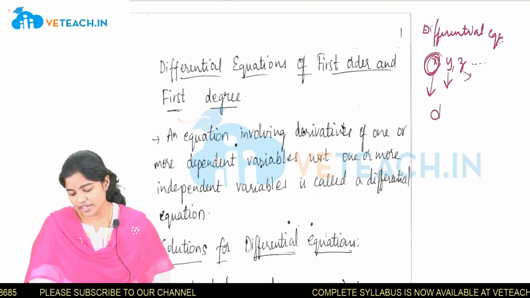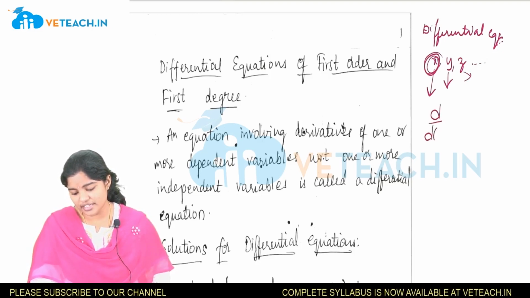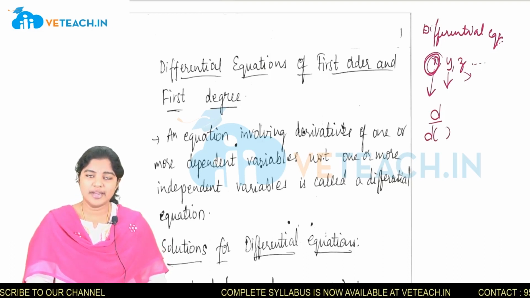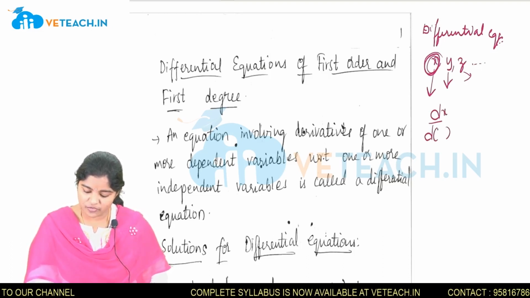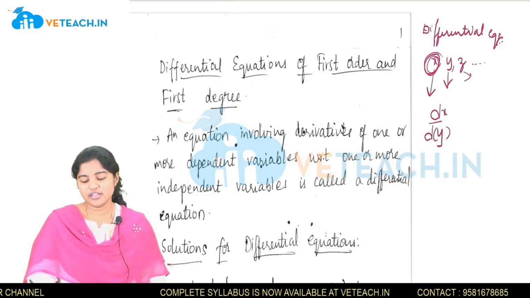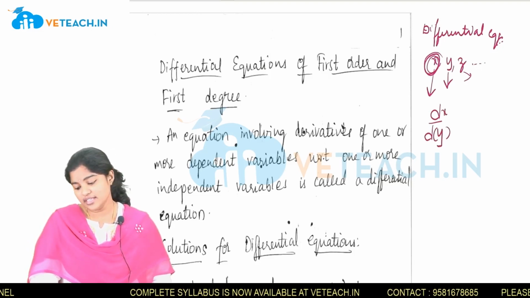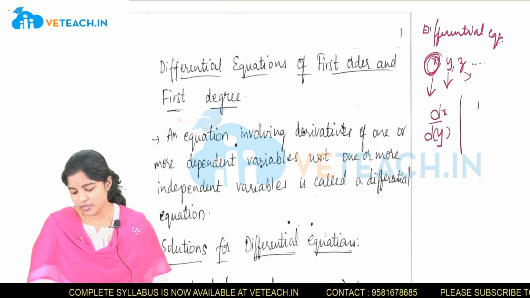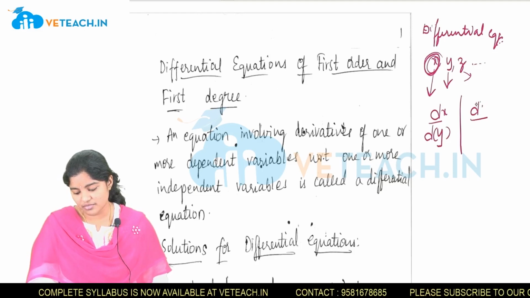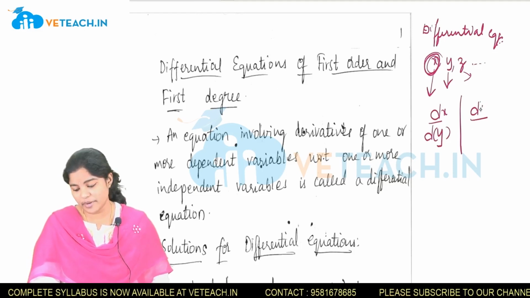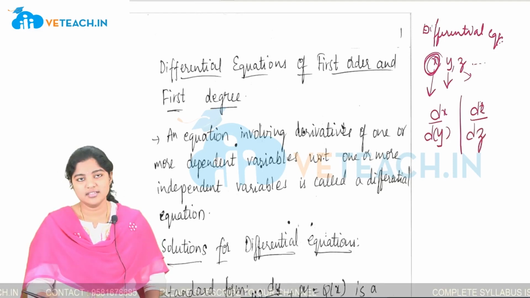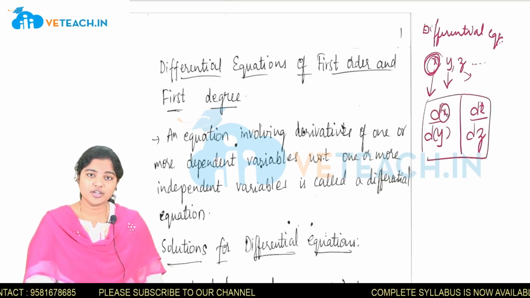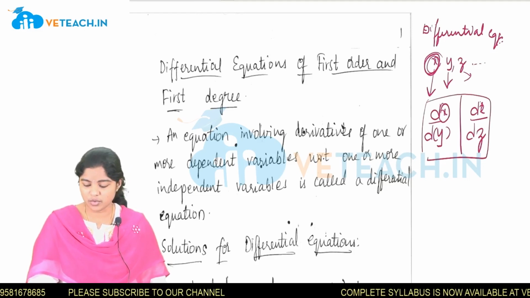The derivative of a variable is represented by d by d with respect to any other variable. Suppose we differentiate the variable x with respect to y, then we will call this dx by dy. If you are differentiating with respect to z, then we will write dz. Okay, now do you understand what a derivative is? A derivative is nothing but differentiating one variable with respect to another.